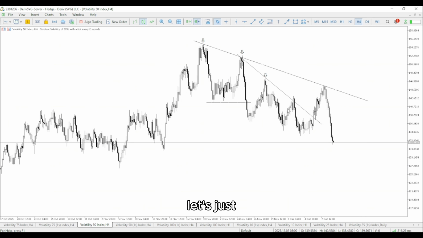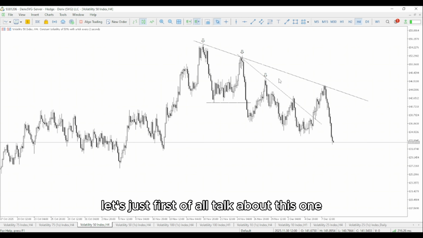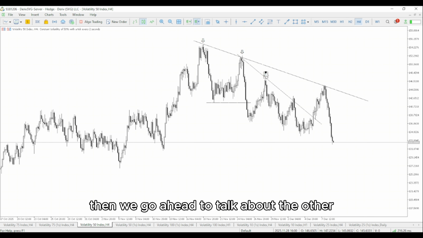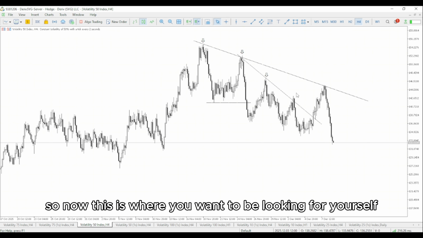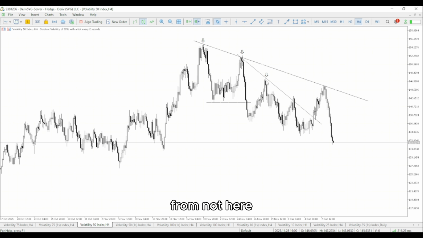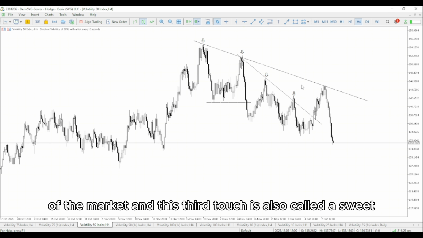So now let's first of all talk about this one, then we'll go ahead to talk about the other impulsive move. This was an impulsive move and a retracement move, impulsive move and a retracement move. So this is where you want to be looking for your entry, not here, not here, not here, not here, but here, because you are following the trend. You understand, you're following the trend. So that is how you caught the third touch of the market.